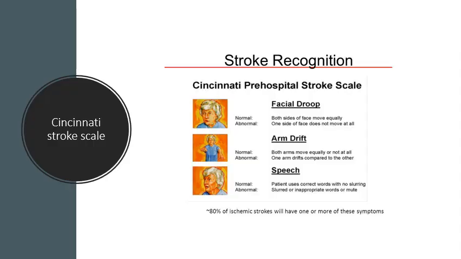The Cincinnati Stroke Scale is used pretty routinely across the country as a quick way to test for ischemic strokes. So 80% of ischemic strokes will have one or more of these symptoms. So it's a quick way to test to rule in a stroke, but it can't rule out a stroke. So you're looking for things like facial asymmetry, pronator drift, and slurred speech.